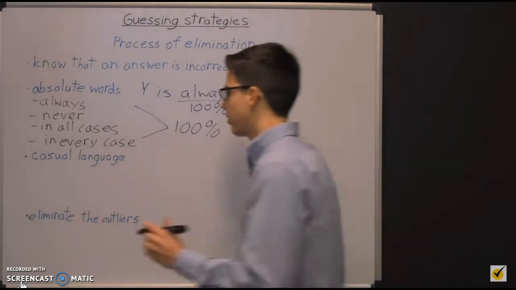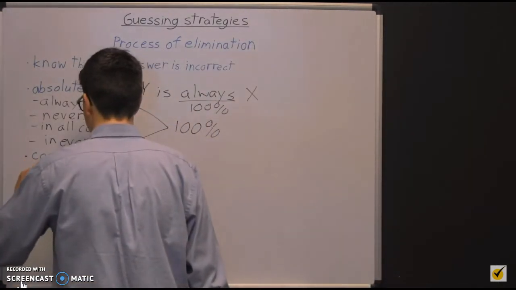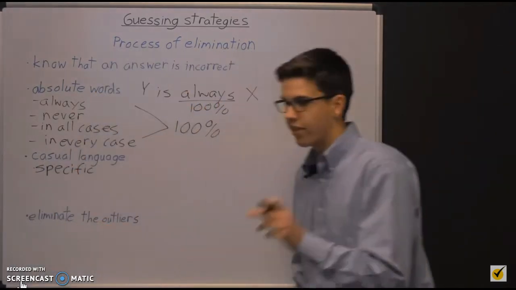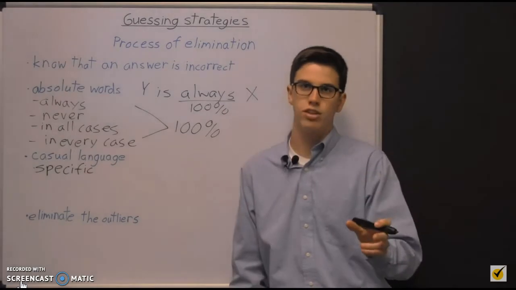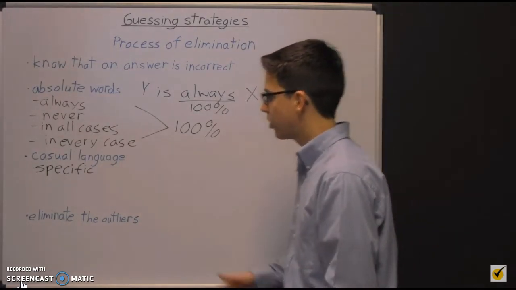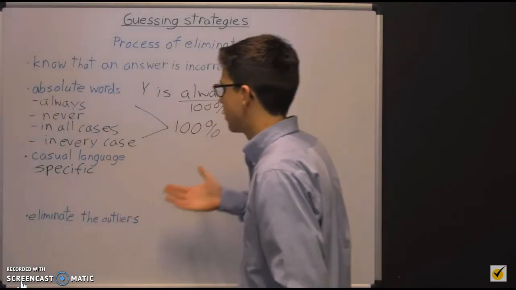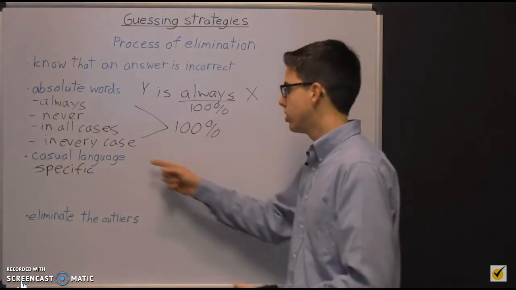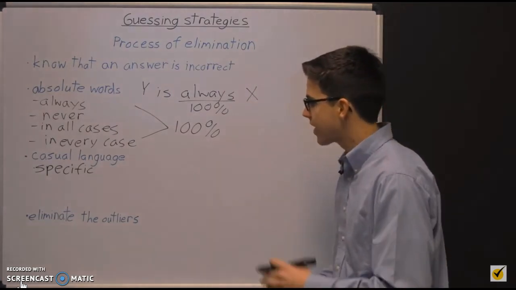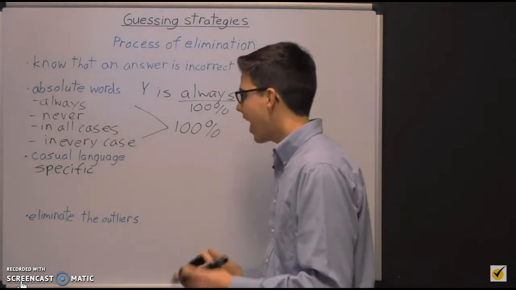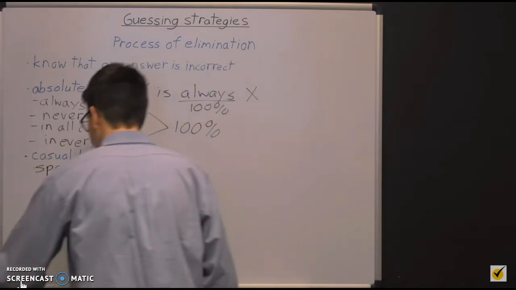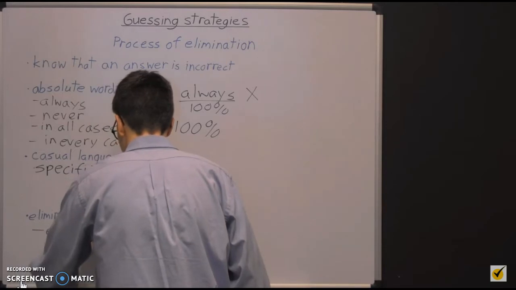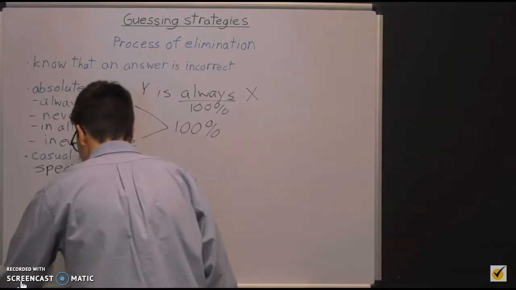The reason for this is that correct answer choices are specific. The test writer wants to make sure that the correct answer choice is always going to be correct. So it's going to be very specific. The opposite of specific would be unspecific, which a lot of times comes through as being very casual. So you can avoid those answer choices. And then finally, you want to eliminate the outliers. So you want to eliminate extremes and the high and low numbers.